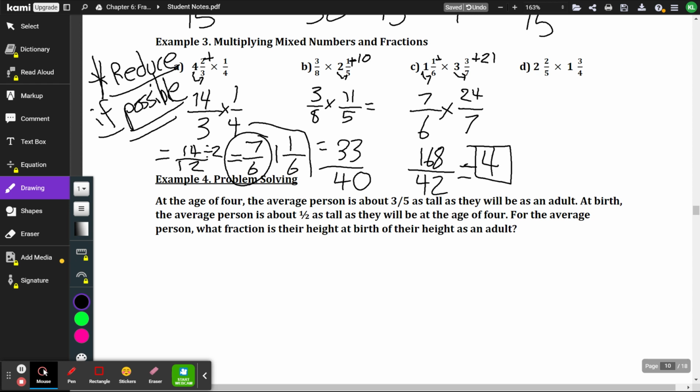And our last question, 2 and 2/5 times 1 and 3 over 4. Please pause at any time if you need to catch up. I'm going to keep this over 5, but change to an improper. So 2 times 5 is 10. 2 plus 10, 12 over 5. Times 1 times 4 is 4. 3 plus 4, 7 over 4. 12 times 7 is going to give me 84. 5 times 4, 20.